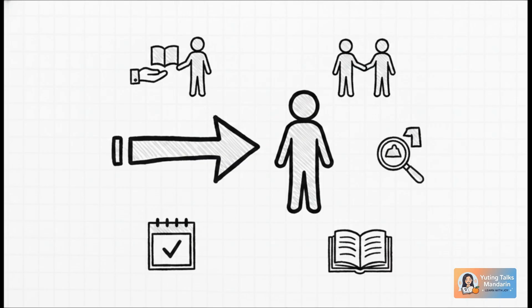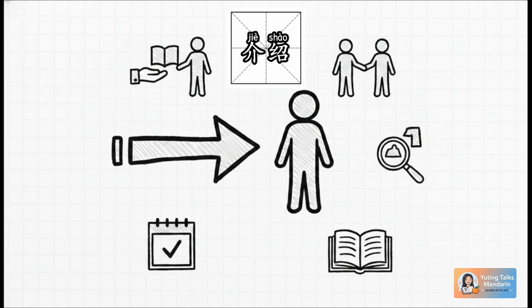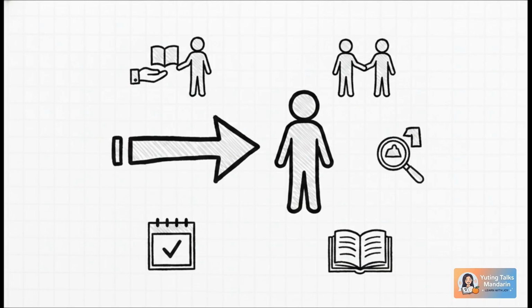Memorizing these pairs is a total game changer. It'll save you so much time. The most common ones are 借, which means to borrow, 介绍, to introduce, 了解, to inquire or understand, 请假, to ask for leave, and xuéxí, to learn. So if you are doing any of these social actions, you just need to point your arrow, your xiàng, at the person you're interacting with.